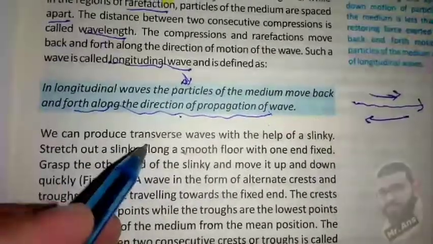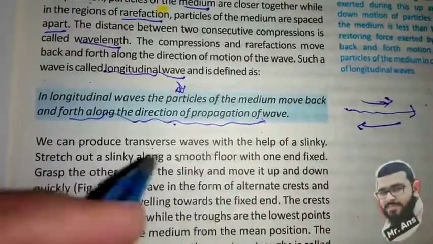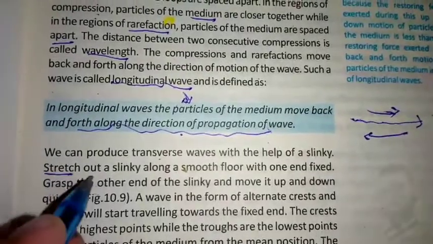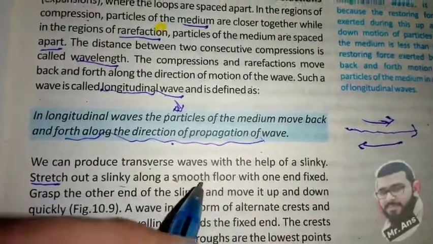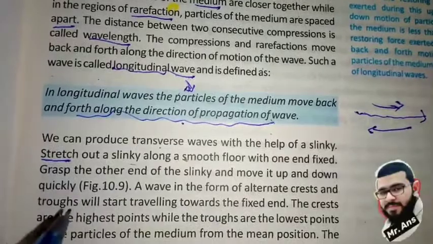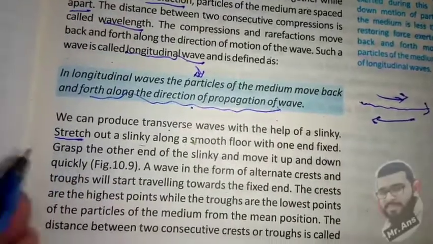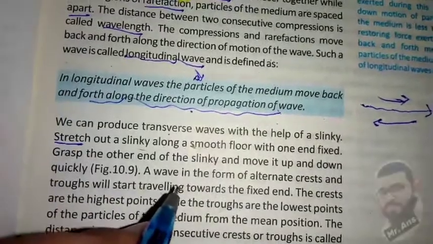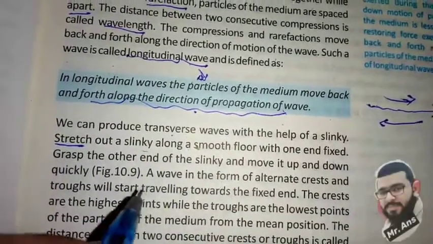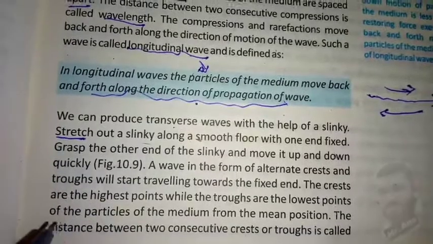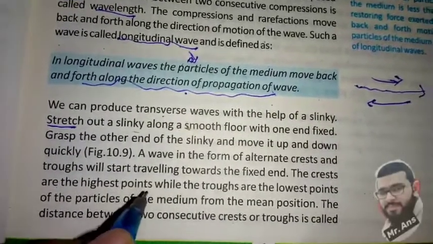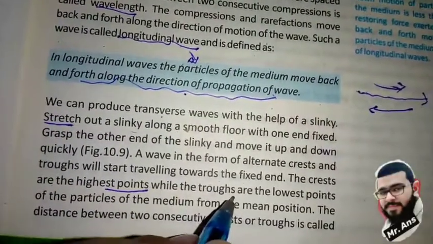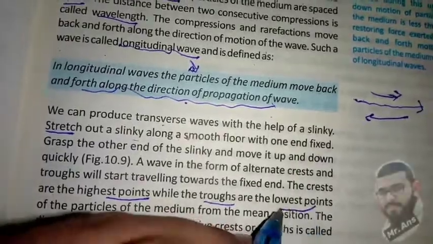We can produce transverse waves with the help of a slinky. Stretch out a slinky along a smooth floor with one end fixed. Grab the other end of the slinky and move it up and down quickly. A wave in the form of alternating crests and troughs will start traveling toward the fixed end. The crests are the highest points, while the troughs are the lowest points. Higher points are crests and lower points are troughs.